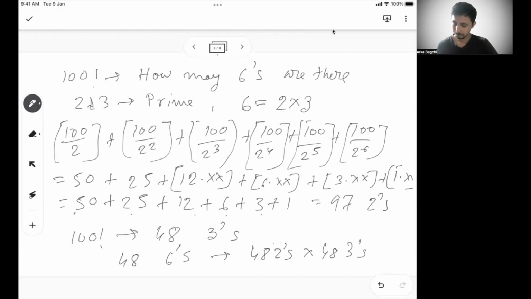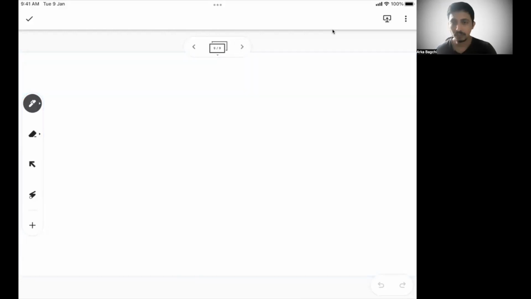Also, there may be certain problems you see. They say there are 25 threes in n factorial.